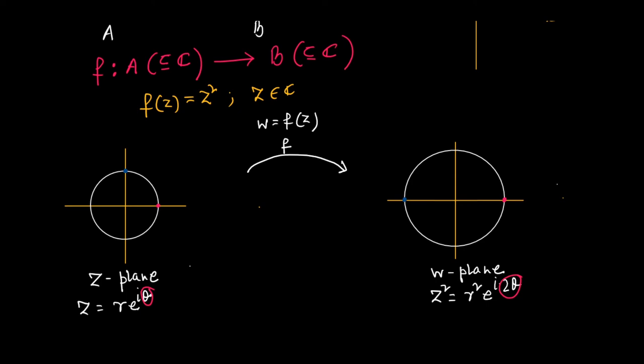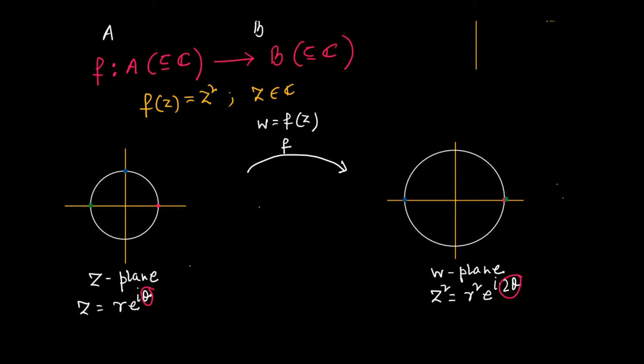If I consider another point, say this particular point, the green one, here the argument is pi. And we know in the image plane, or in W plane, the argument gets doubled. So here the argument will become 2 pi. That means it will overlap with the pink point. So for the pink and green point in Z plane, the image in W plane will be the same. That is, the pink and green point which are overlapping. So in this way, we can visualize the image of any point in Z plane under this function F.